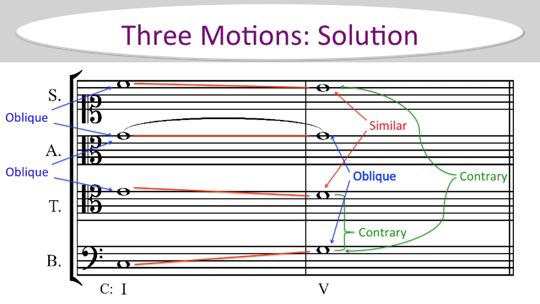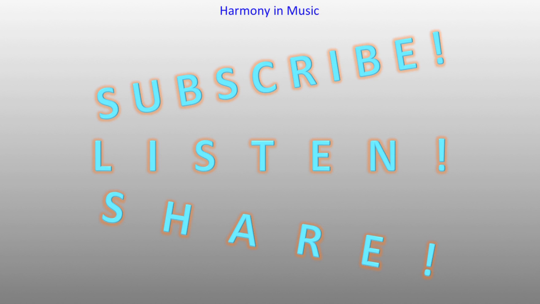Soprano and tenor move similarly to each other, in parallel sixths actually, contrary to the bass, and obliquely to the alto, which retains the common tone to both chords. The bass also moves obliquely to the alto. With all that in mind now, listen once more. Now which motions do you see?